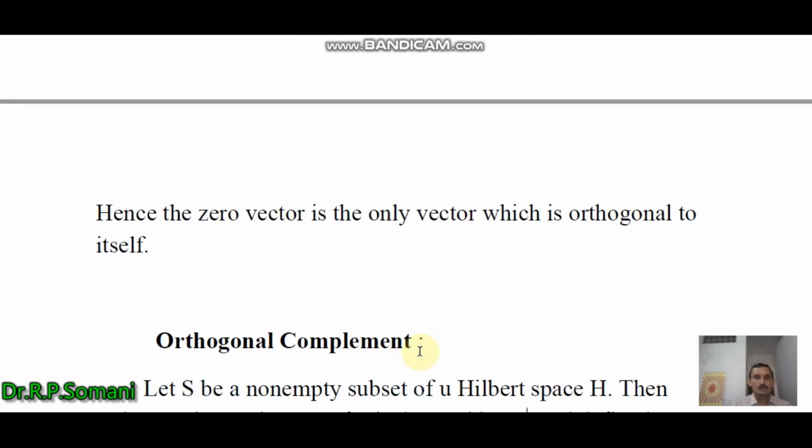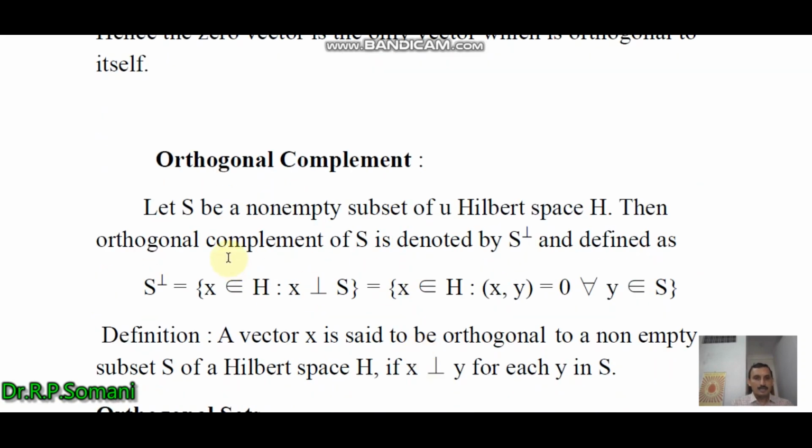So this means that the zero vector is the only vector which is orthogonal to itself. Now we define the orthogonal complement. Let S be a non-empty subset of a Hilbert space H. Then the orthogonal complement of S is denoted by S orthogonal and defined as S⊥ = {x belonging to H such that x is orthogonal to S}, that is, x belongs to H such that <x, y> equals 0 for all y belonging to S. Then we say that this is the orthogonal complement of S.